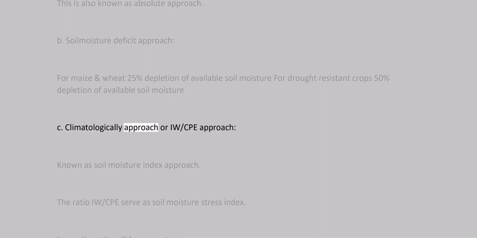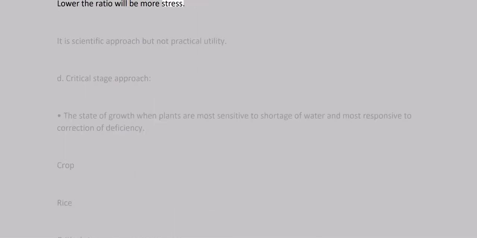C. Climatological approach, or IW/CPE approach, known as the soil moisture index approach. The ratio IW/CPE serves as a soil moisture stress index. The lower the ratio, the more stress. It is a scientific approach, but not of practical utility. D. Critical stage approach. The stage of growth when plants are most sensitive to shortage of water and most responsive to correction of deficiency.